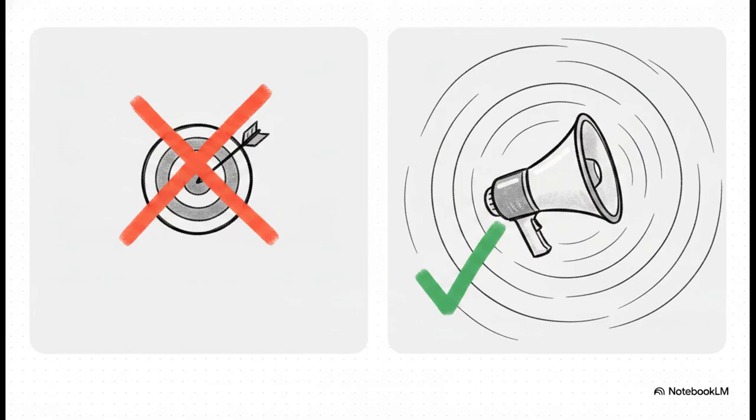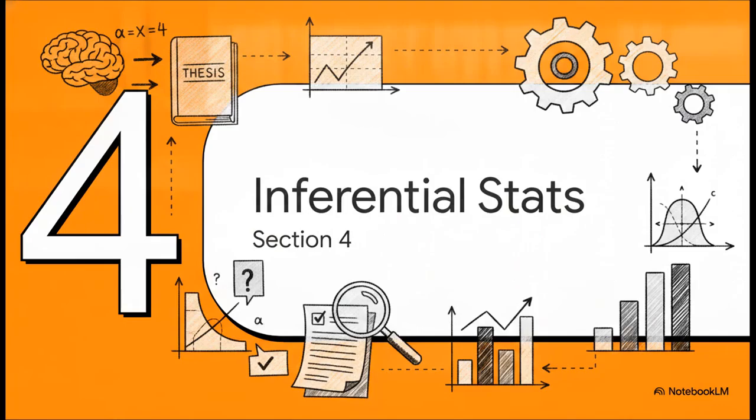But remember our golden rule. Do not interpret the educational meaning yet. We are still just laying out the facts. All right, section 4. Let's decode those inferential statistics, which are really the heavy lifters of this whole chapter.